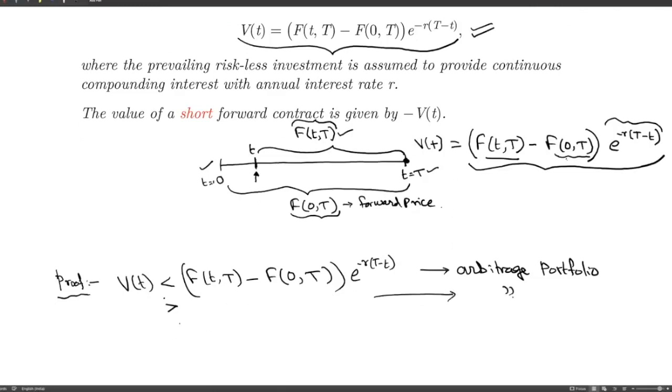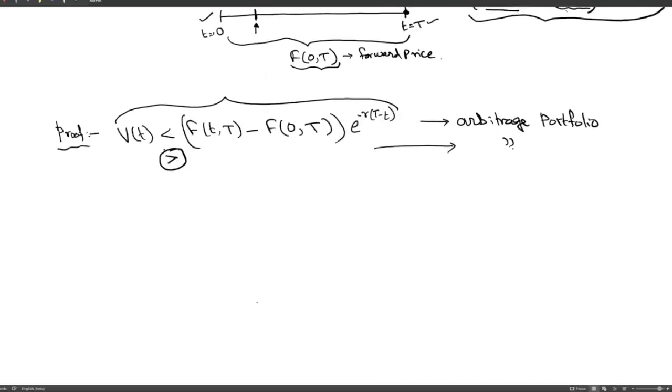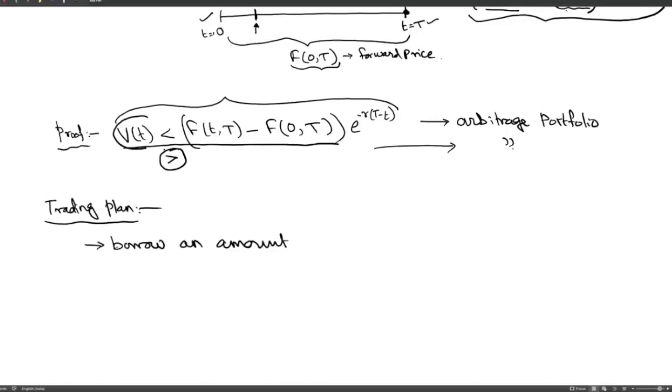Let me just give you an idea of how to do the portfolio construction for this case, and leave it to you to do it for the other case. Again, I will only give you the strategy. Once you know the strategy, then it's just simple arithmetic to show that the portfolio is an arbitrage. I'm doing it for this less than case. Borrow an amount, whatever is called V of t.